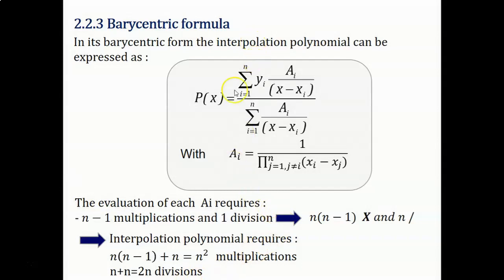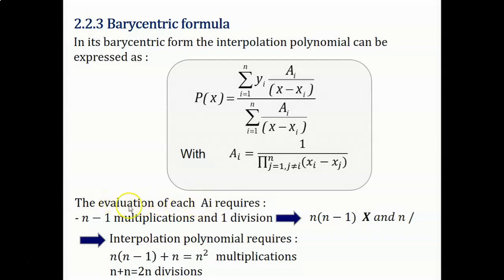So let's examine now the formula for the interpolation polynomial in its barycentric form. The polynomial p at a point x can be expressed as the sum from i equals 1 to n of yi multiplied by ai over x minus xi, divided by the sum from i equals 1 to n of ai divided by x minus xi. So basically it's the same quantity here, except here it's multiplied by yi, with ai being equal to 1 over the product of all the expressions xi minus xj, with j going from 1 to n and j different than i.